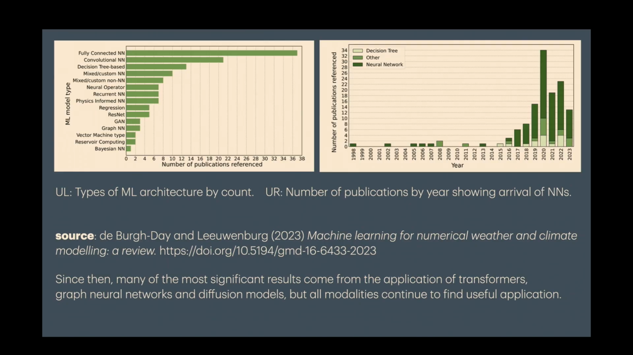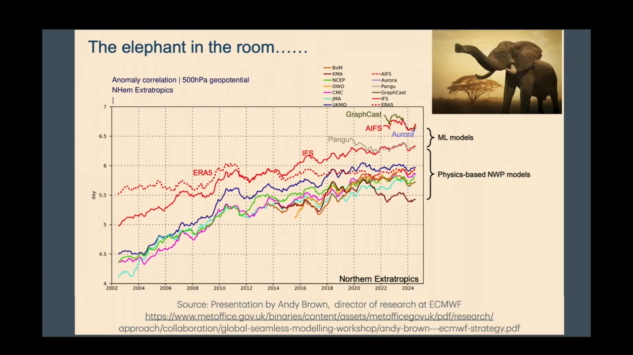But, on the other hand, since then, a great many of the most significant results have come from the application of transformers and graph neural networks, especially to predictive models, and also diffusion models, which might be perhaps a little more focused on the problem of downscaling or super resolution, as it might be called from a more computer vision perspective. So this slide wasn't produced by me.